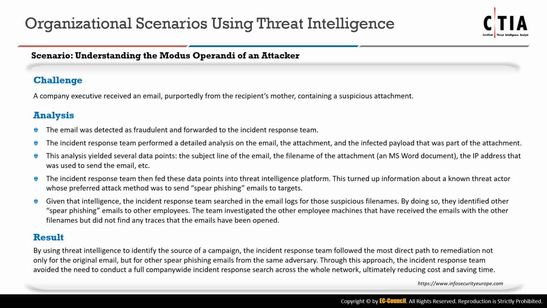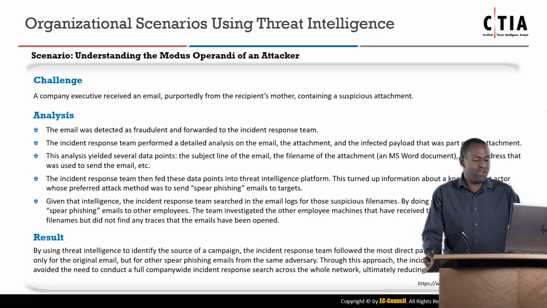So spear phishing emails, we're looking for specific targets that we want to conduct fraudulent activity with. We want to get information from specific targeted emails, usually from people who are high earners. Given that intelligence, the incident response team searched the email logs for those suspicious file names, and by doing so identified other spear phishing email to other employees. Then they investigated the other employee machines that received those emails with the other file names, but did not find any traces that the emails had been opened.